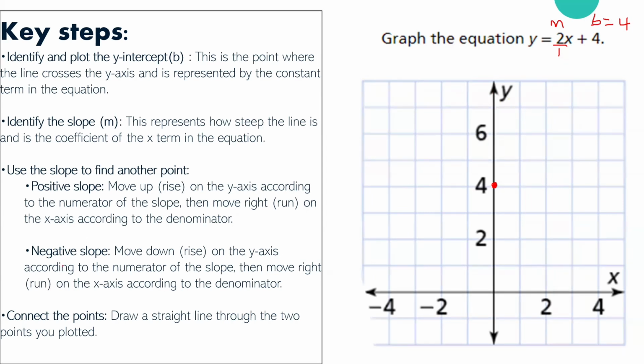Now, let's say that our slope is negative. If the slope is negative, that means we are going to move down on the y-axis according to the numerator of the slope. Let us do step 3.